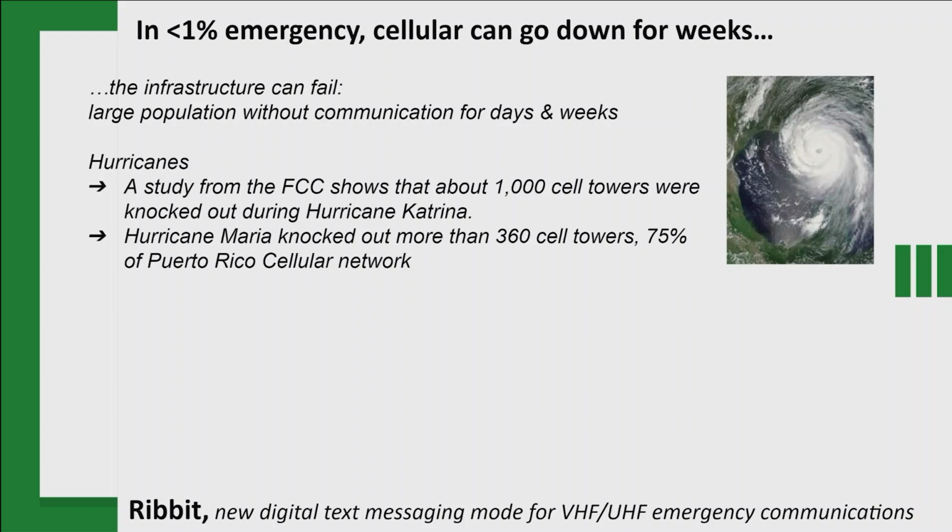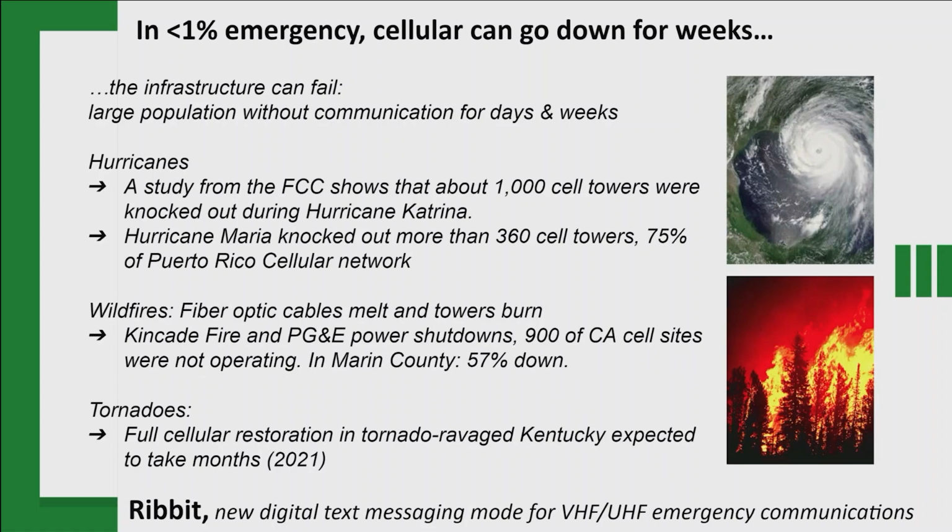We also had, in Hurricane Maria, 360 cell towers, about 75% of Puerto Rico's cellular network, going down for about 2 months. More recently, in the wildfire in California, the cell towers are connected to the backbone with fiber optics, and when the fire starts to engulf, well, what's on your telephone poles? You got the power lines, and right below you got the fiber optics, and they melt. So they had 57% of Marin County shut down, 900 cell sites not operating. And that was a year before I was presenting in 2022.